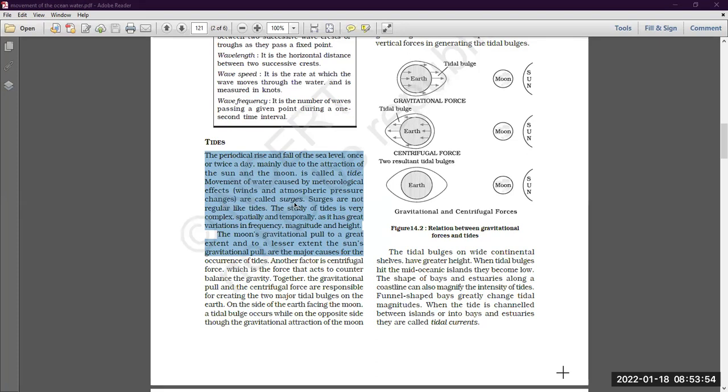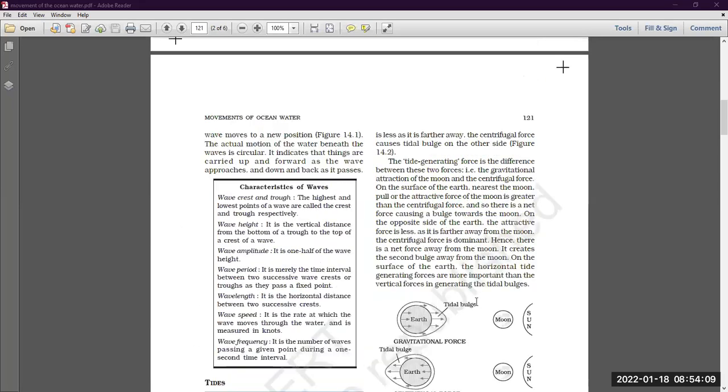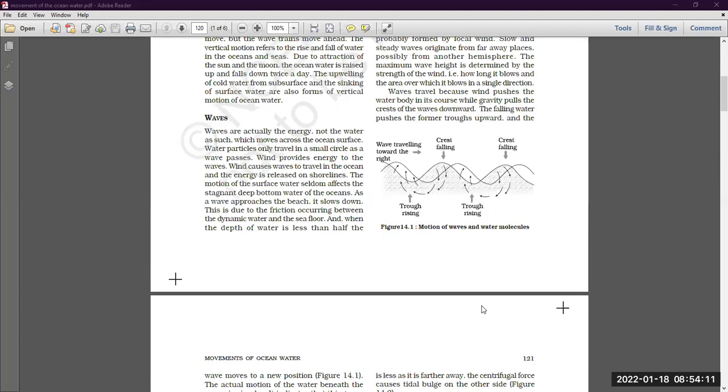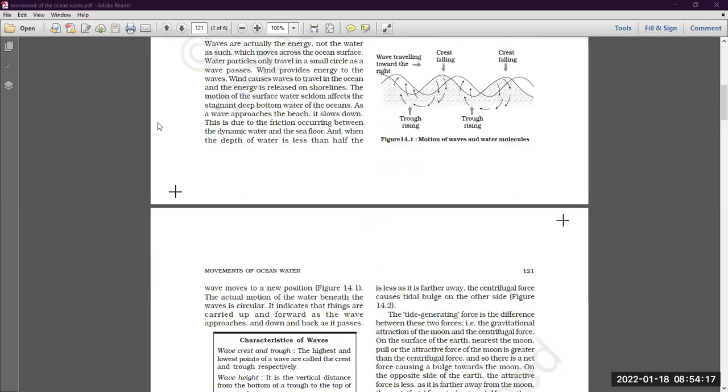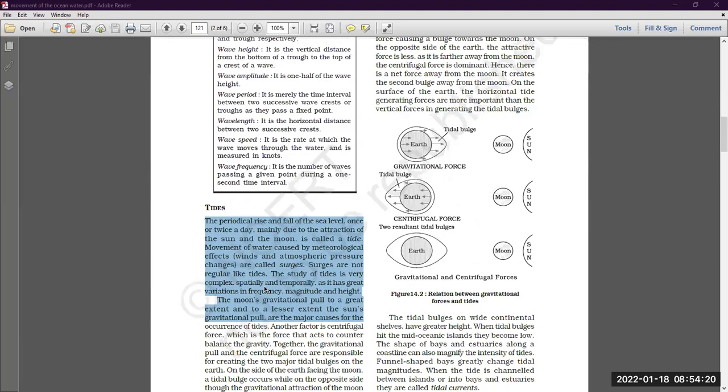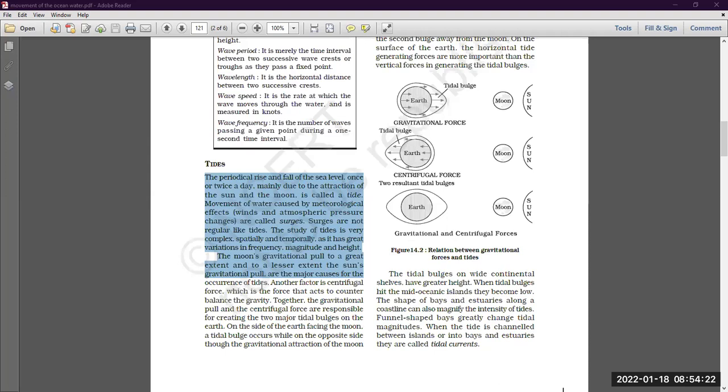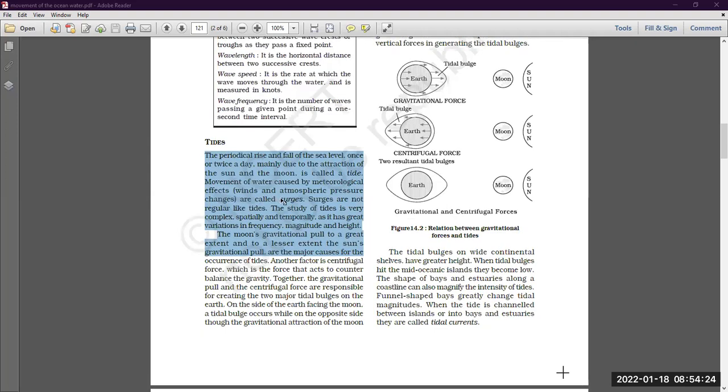And these are called surges. What do you understand by surges? Surges means to accelerate forward, आगे की तरफ चलना. That movement of water you can see in this picture also, 14.1. Look at this 14.1. You can see ये आगे की तरफ जा रहे हैं या नहीं जा रहे. Just like this, it moves forward. That is surges. Surges आपको clear हो रहे.